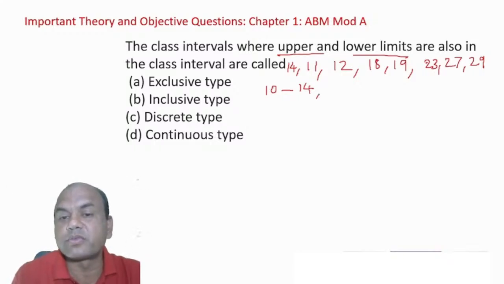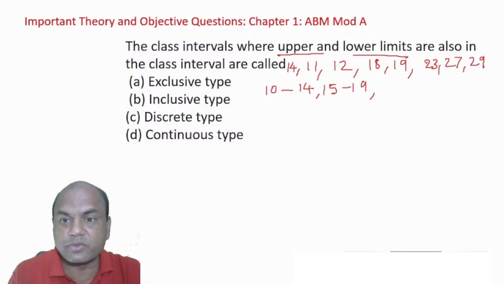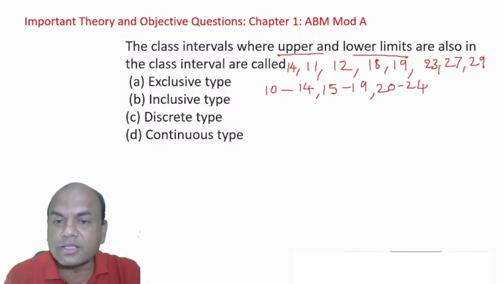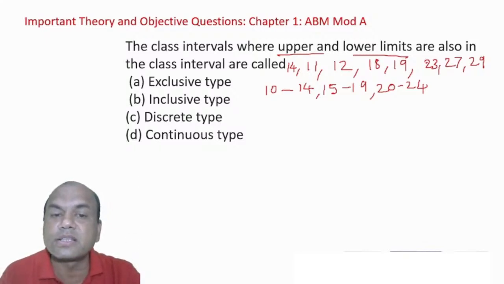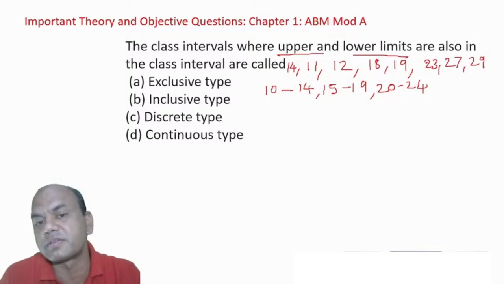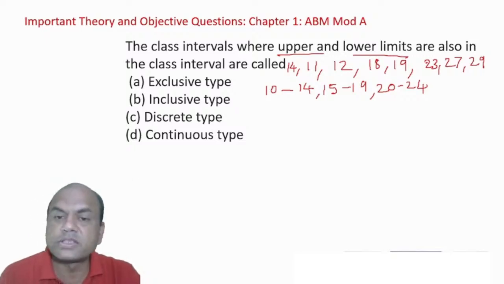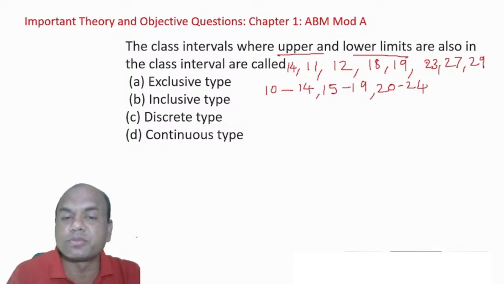Then the next one is 15 to 19. Both are included. Next one is 20 to 24. Now this class where both are included, upper limit also and lower limit also, this class is known as what? This is your question. Now you'll say, if this is included, what is the other one? The other one is exclusive.